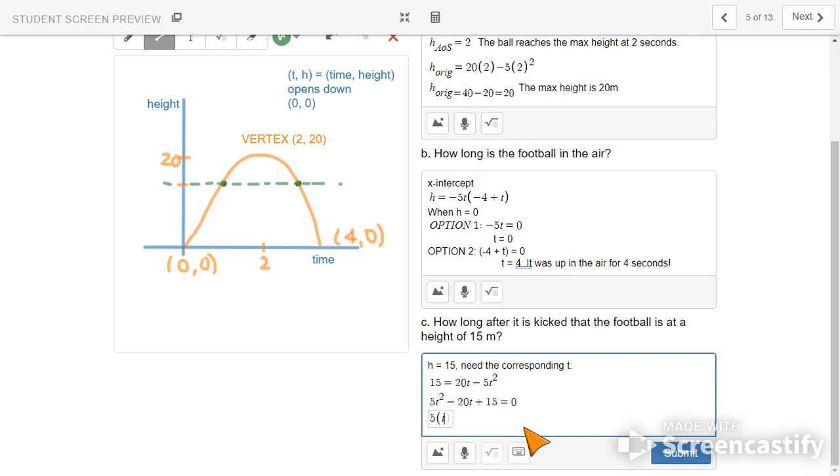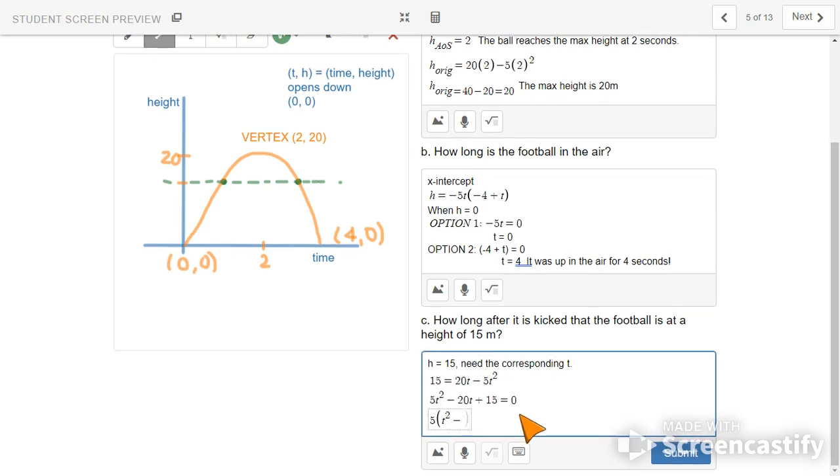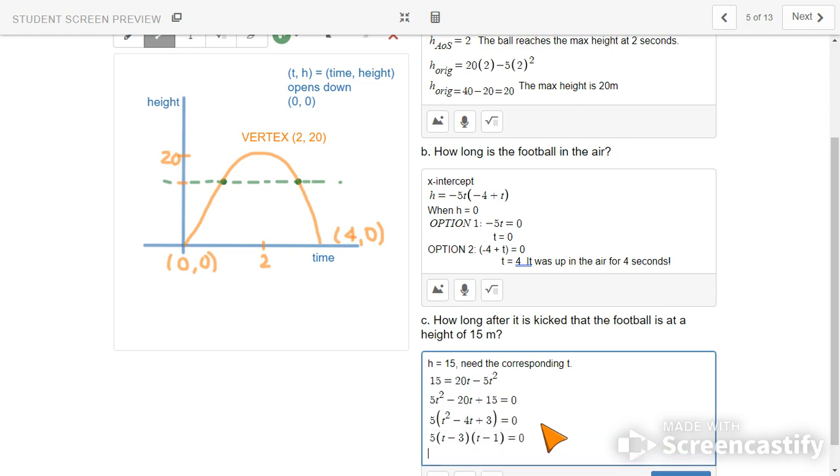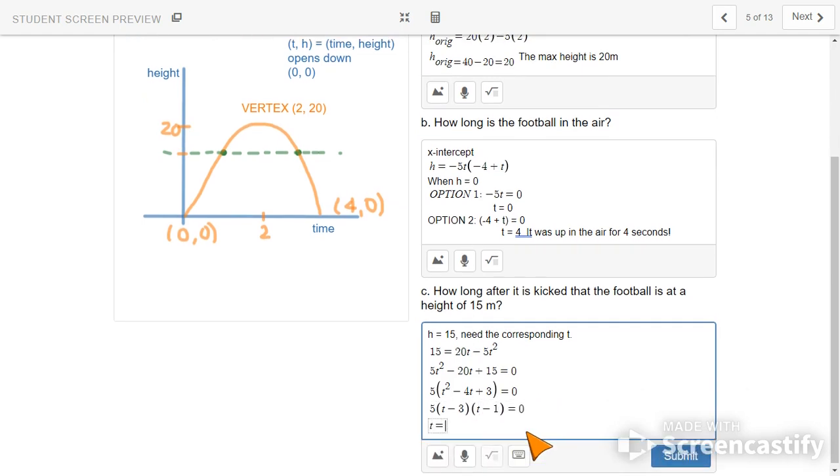I'm going to factor out the 5 to see if I can factor this trinomial. Usually factoring the trinomial is easier than using the quadratic formula. So if I can, I'll factor. Okay, so we have 5 bracket t squared minus 4t plus 3. This is a trinomial that is factorable, and we have the first t is equal to 3, the second t is equal to 1.